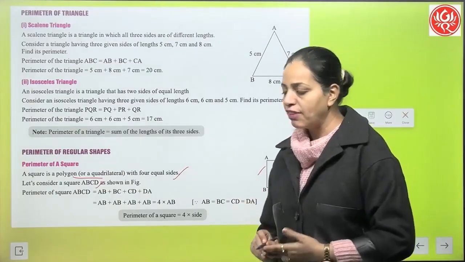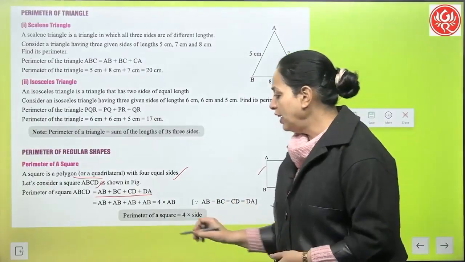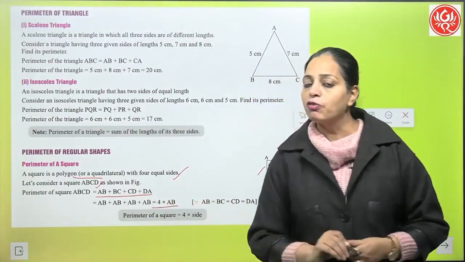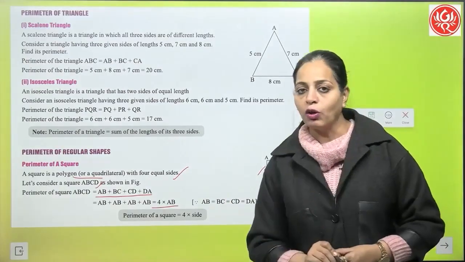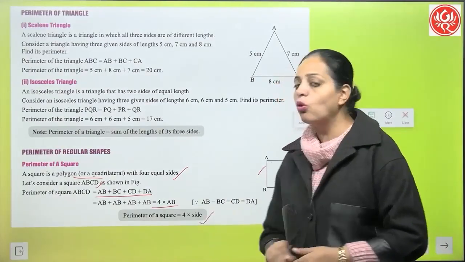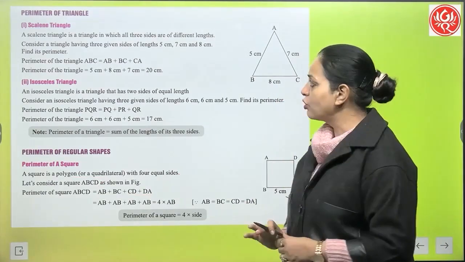हम perimeter कैसे find करेंगे? Sum of all the sides, all are equal. So it becomes 4 into side. Okay. So what is the perimeter of square? That is 4 into side. Fine. I hope this is clear to you.